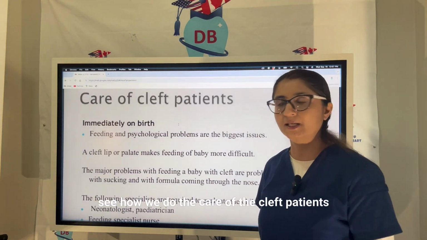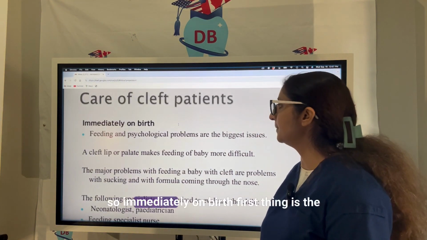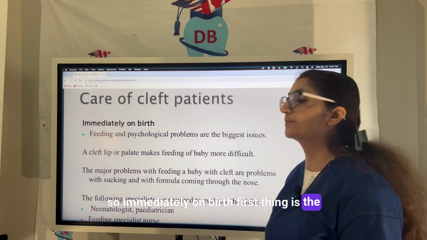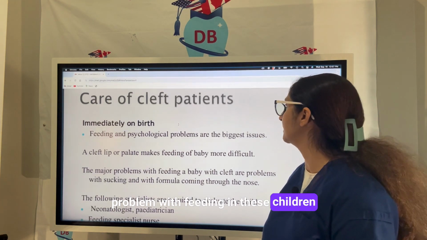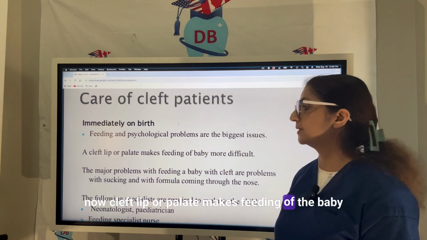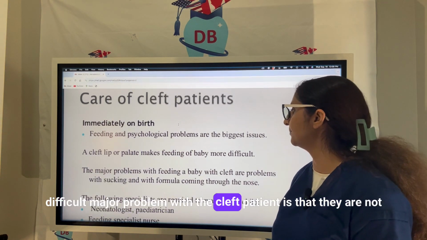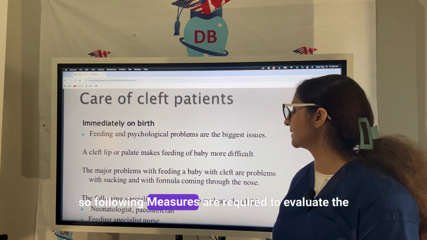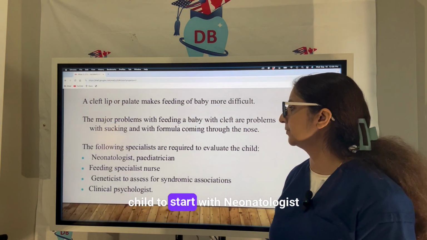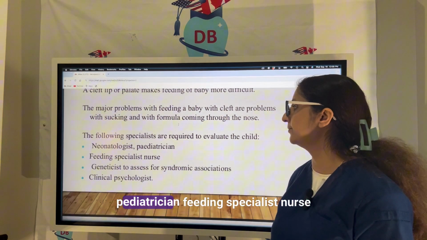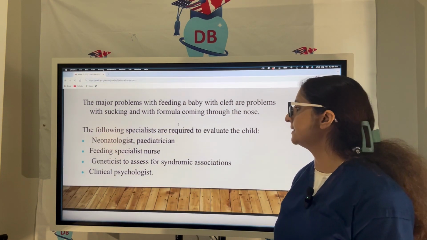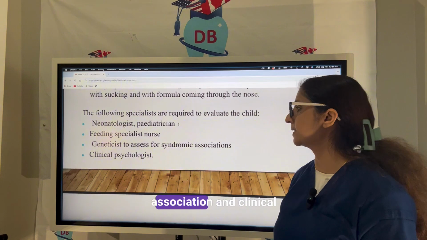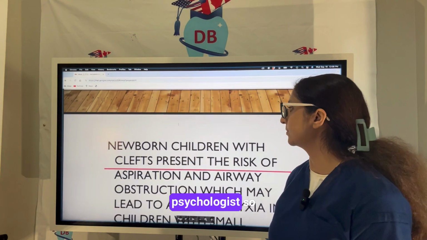Let us see how we do the care of the cleft patients. So immediately on birth, first thing is the problem with feeding in these children. Now, cleft lip or palate makes feeding of the baby difficult. Major problem with the cleft patient is that they are not able to suck properly. So the following specialists are required to evaluate the child, to start with neonatologist, pediatrician, feeding specialist nurse, geneticist to assess for syndrome association, and clinical psychologist.